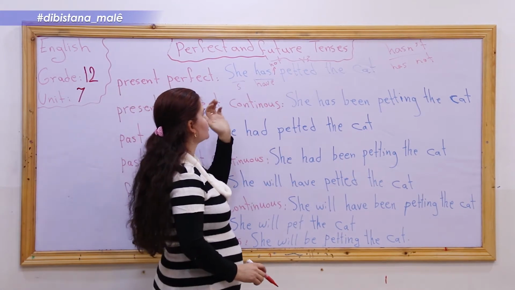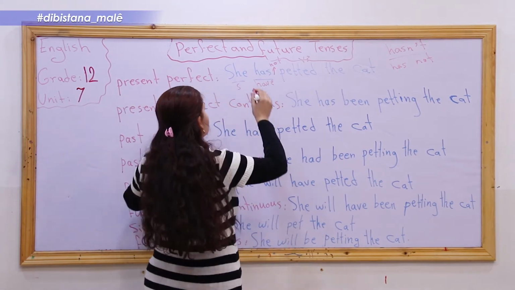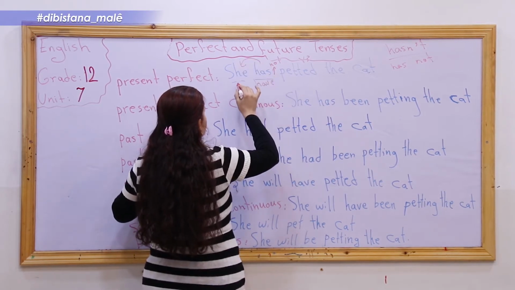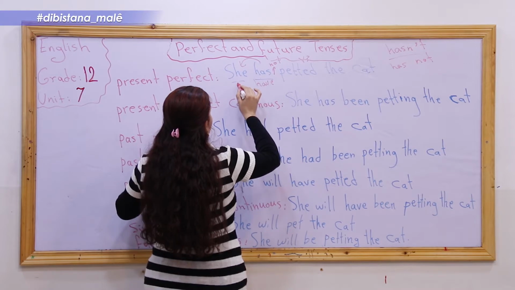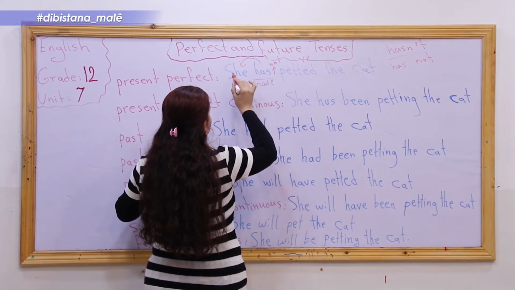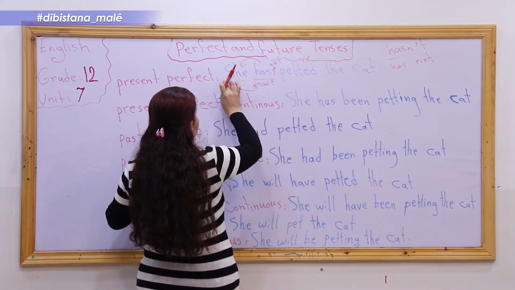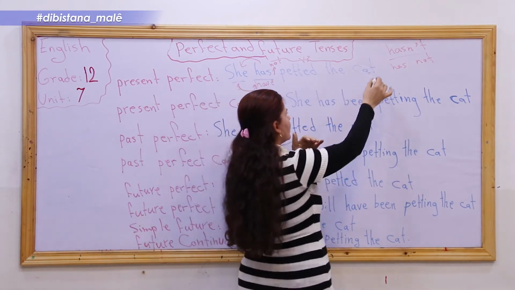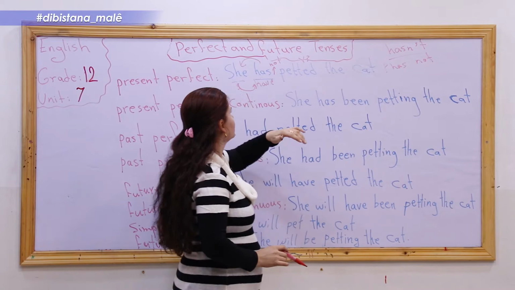But if you want to make it a question, we just replace the subject with the first auxiliary verb. So here we put has at the beginning of the sentence: Has she painted the cat? And at the end we have a question mark.